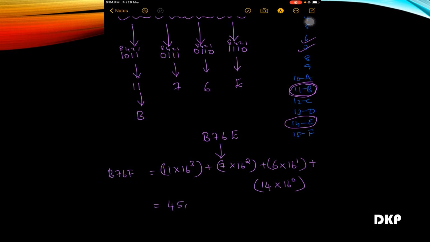So we have to calculate this. You will get it as 45056 plus 1792 plus 96 plus 14, which is equal to 46958 to the base 10. So this is the result.